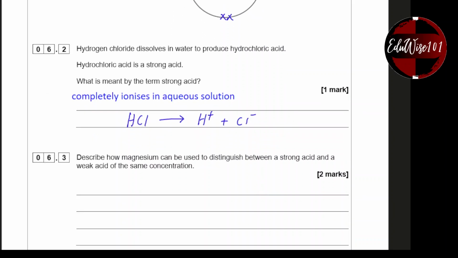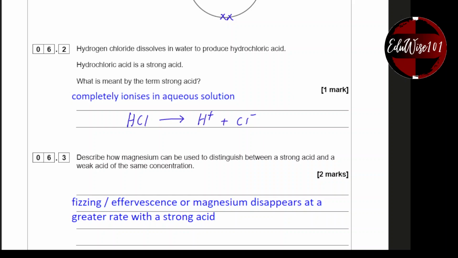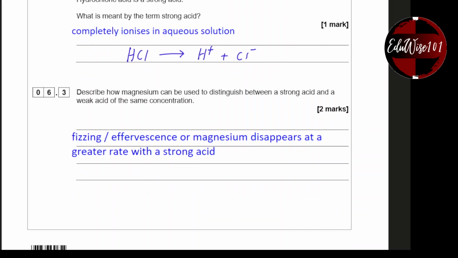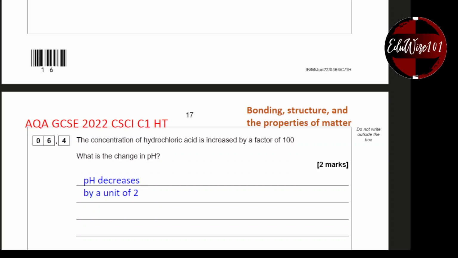Describe how magnesium can be used to distinguish between a strong acid and a weak acid of the same concentration. Now, magnesium will react with hydrochloric acid to form the salt and hydrogen gas. If it was a strong acid, then the magnesium will dissolve faster, whereas with a weak acid, it dissolves slowly. So, fizzing or effervescence, or magnesium disappears at a greater rate with a strong acid. The answer is already there, never mind.